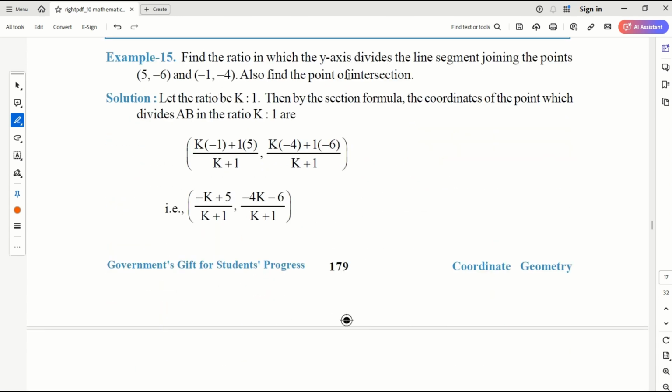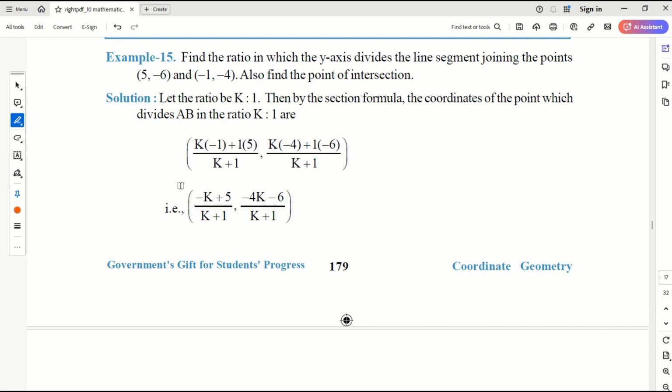Find the ratio in which y-axis divides the line segment joining the points 5 comma -6 and -1 comma -4. Also find the point of intersection. Okay. So let that ratio be k:1. Then from the section formula, we'll apply this k:1, right? So this is the formula. Here x2 is -1, x1 is 5. Similarly, y2 is -4, y1 is -6. If I apply all this, this is the equation I get.